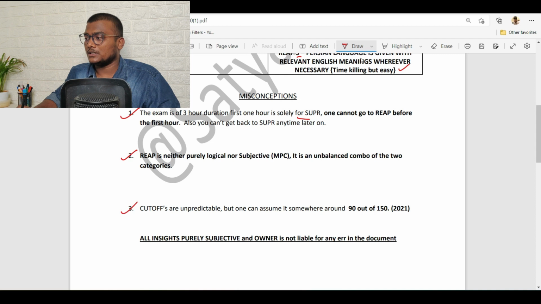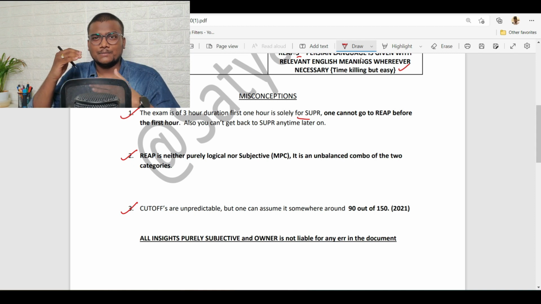And when it comes to the third thing, cutoffs. Cutoffs are unpredictable, but one can assume it will be somewhere around 90 to 150 for 2021. It was like that. According to my experience, and my discussion with some of my friends who wrote UGEE, mostly you can expect the cutoff will be under the 90 to 130 range only, not more than that.